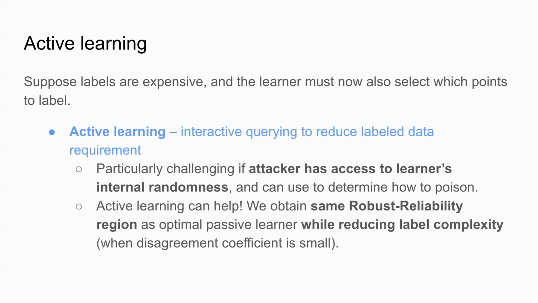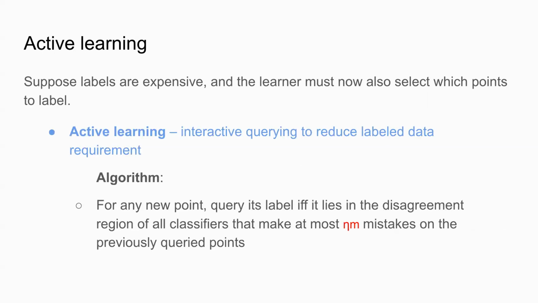But our positive results are that active learning can help, in the sense we retrieve pretty much the same robustly reliable region as in the passive setting, but at the same time are able to reduce the number of labeled examples that we need to achieve the same reliability, provided a certain property called the disagreement coefficient is small, which is standard in the active learning literature, but I won't have time to go into. And the algorithm here is also pretty simple and intuitive.